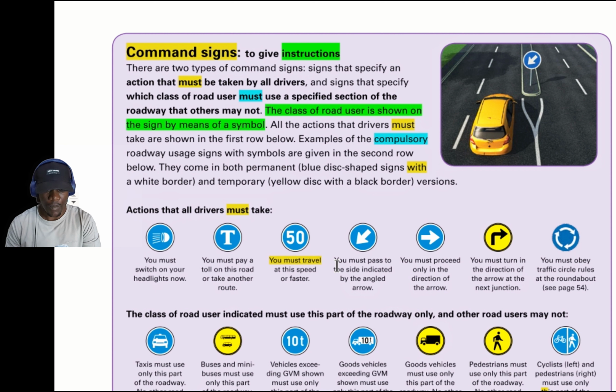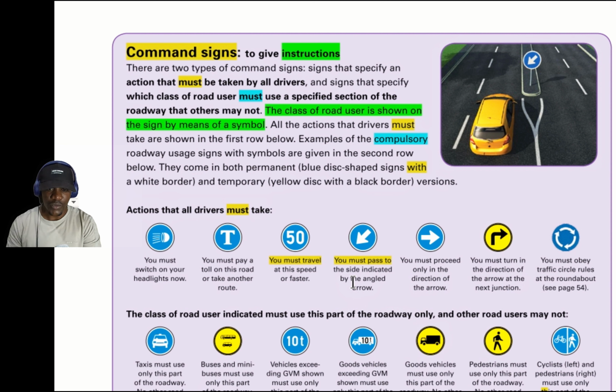Okay, the following one, the command sign here, what does it tell us? Because you will come across this sign in your test. This sign says you must pass to the side indicated by the angled road. Again, no other option. You must travel in the direction of the sign. It's a command. You are obligated to do so. You are obligated to adhere to that road sign there.